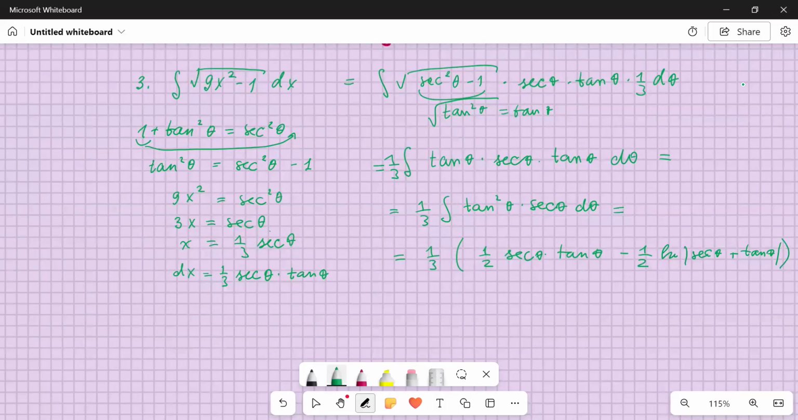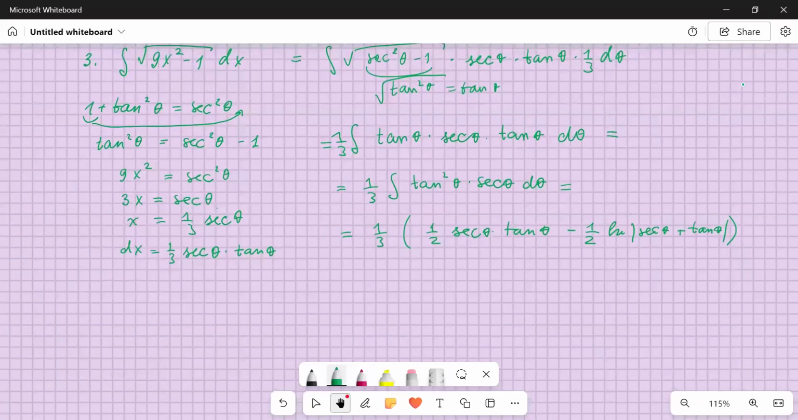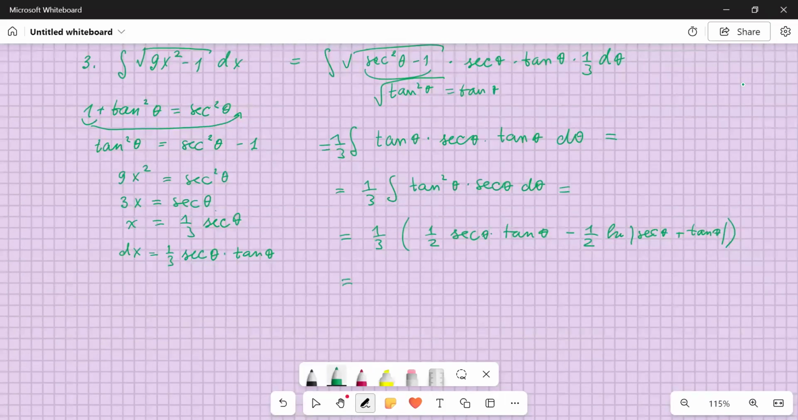Okay, so that's just a table integral. I'll need to go back to x again, the hardest part of this problem. I think I already know certain stuff, right? I do know that secant from this expression is equal to 3x. Maybe I should combine the 1 over 3, 1 over 2, and 1 over 2 into one expression and write down 1 over 6. And here 3x instead of secant. What is tangent going to give? Well, I'll need to do the triangle.